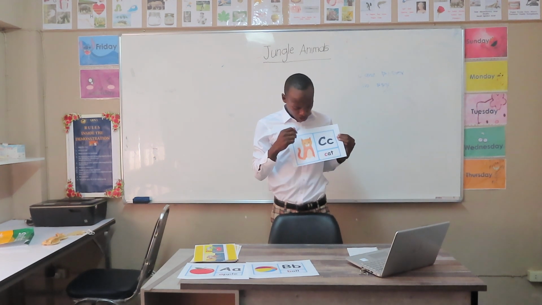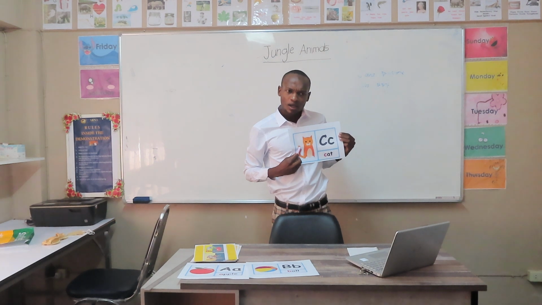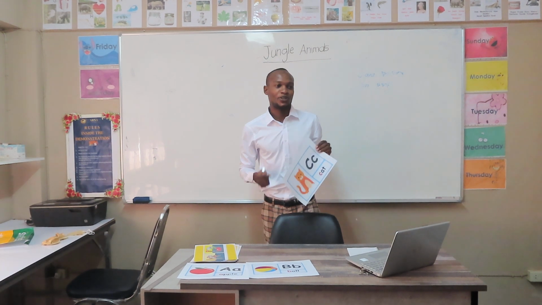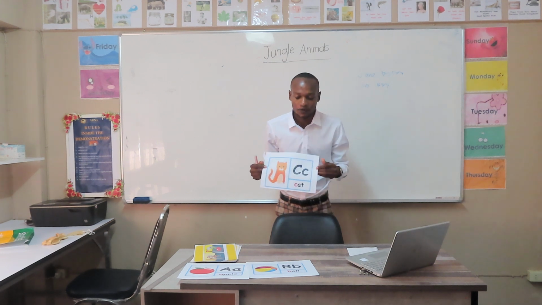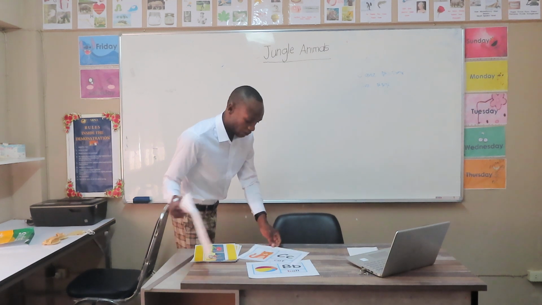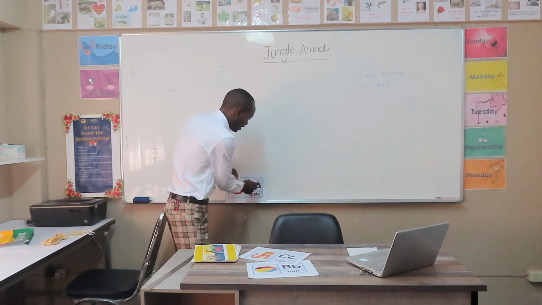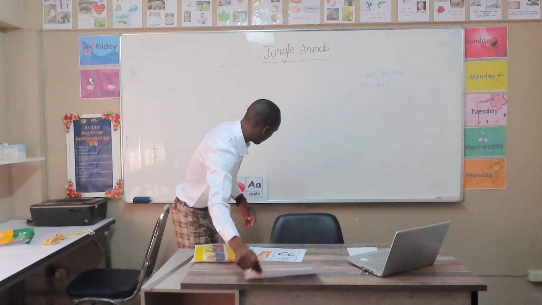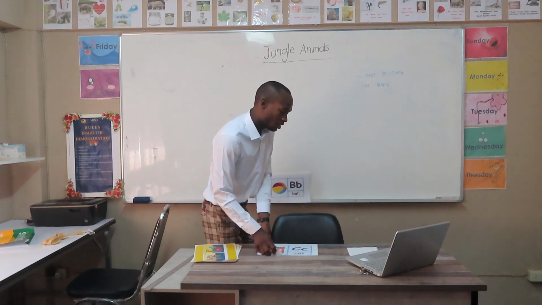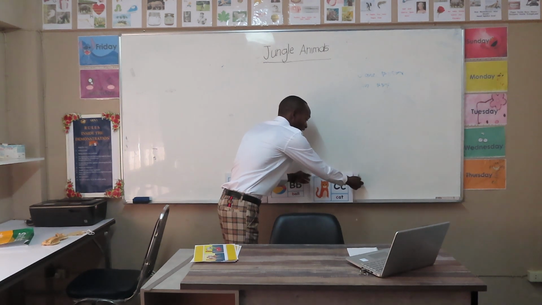So k k cat. Very good. Well done. So C is for k k cat. So we've learned A, B, and C. So we want to play a game this morning.